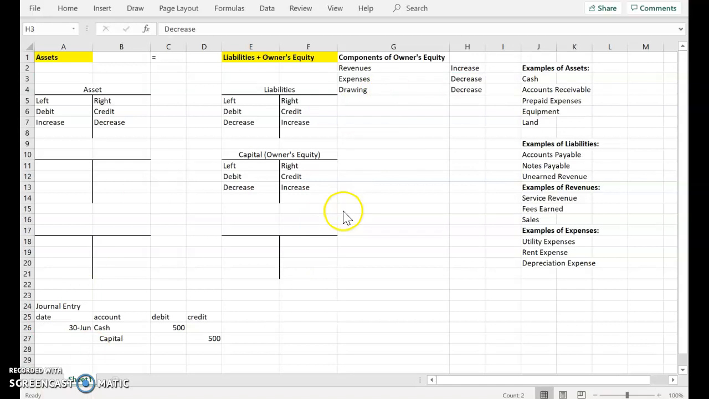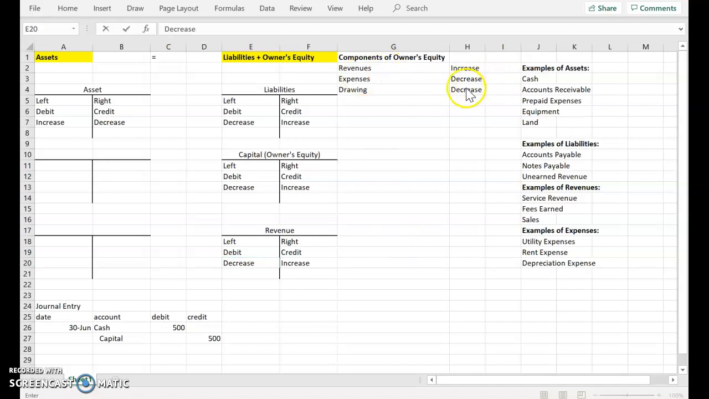So let's look at revenue first. It is going to stay on this side because it has a positive relationship with owner's equity. So we're going to put revenue here, and every T account has a left side and a right side, and every account's debit is on the left and credit is on the right. And since it's on the right side of the equal sign, it will increase on the right side, which means it will decrease on the left side.